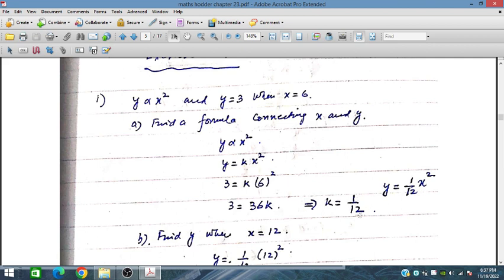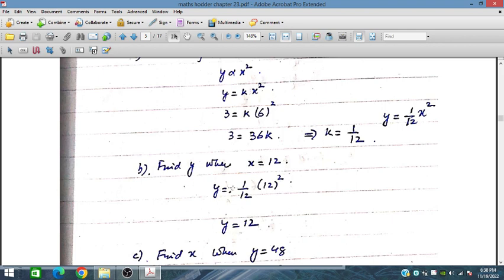So k is equal to 1 over 12, so y is equal to 1 over 12 x squared. Now find y when x is equal to 12. So the value of y is equal to 1 over 12, and in place of x write down the value of x, which is 12, x squared, so y is equal to 12.